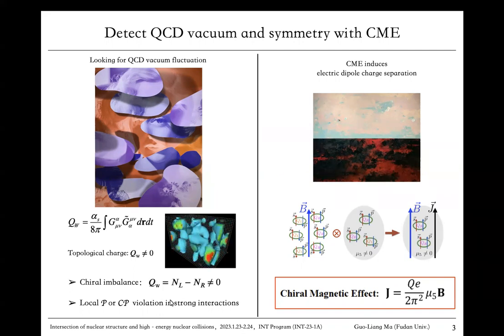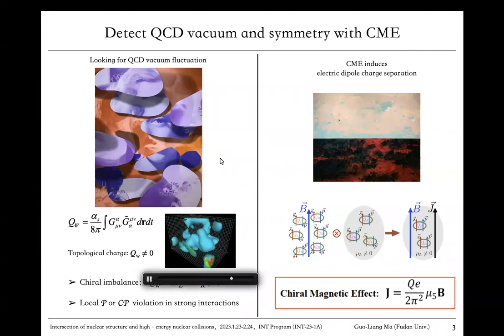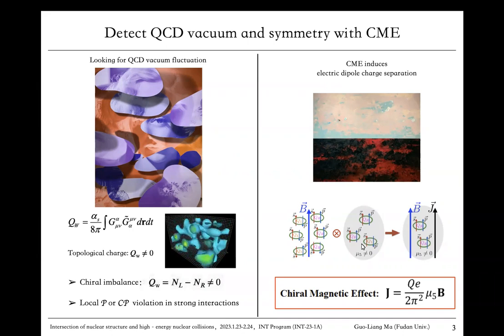To study this, we need to find possible ways to look for these QCD vacuum fluctuations. One possible way is through the chiral magnetic effect. With the hyper strong magnetic field, which can be produced by heavy ion collisions in the early stage, coupled with the chiral imbalance, it can make an electric charge current. So it means we can have charge separation.